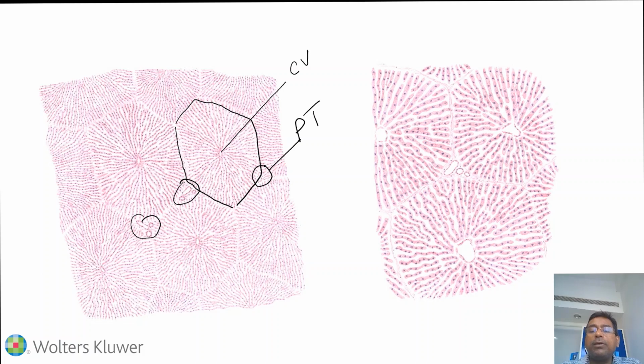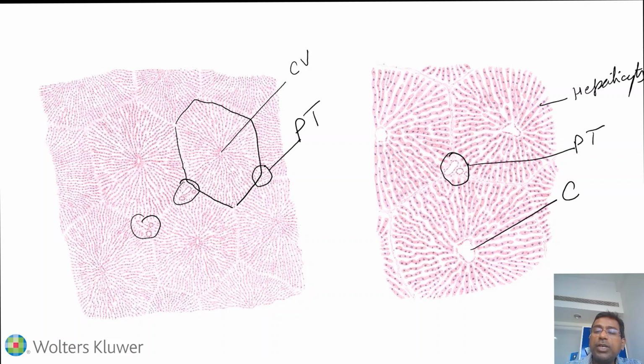That's the hand-drawn picture of the magnified view. So you can see the plates of hepatocytes, there you can see the portal triad, there you can see the central vein, and you can see some amount of connective tissue separating these units.